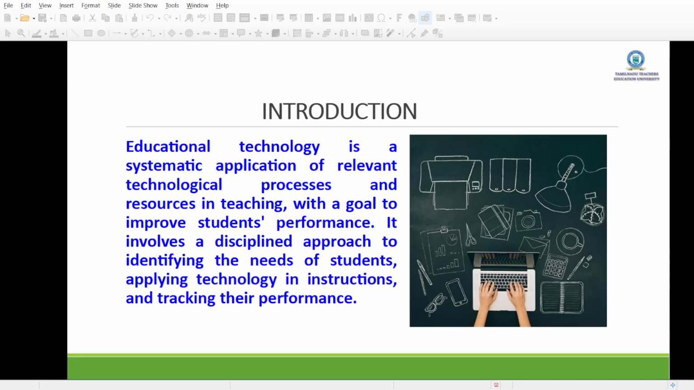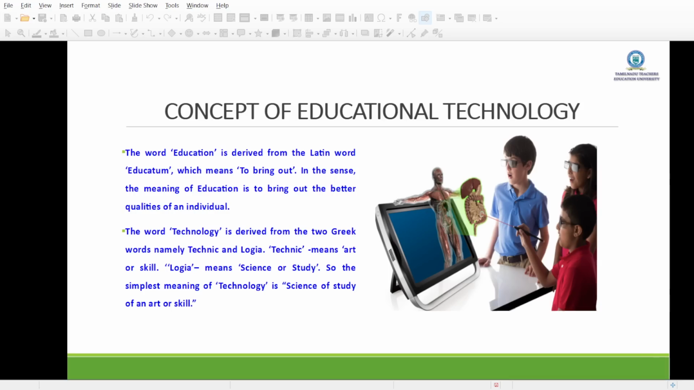Today, education technology is used in classrooms around the world, from smart boards to virtual reality systems, and it has enabled us to provide quality education to more people than ever before. Then, education technology is a systematic application of relevant technological processes and resources in teaching with the goal to improve students' performance. It involves a disciplined approach to identifying the needs of students, applying technology in instructions, and tracking their performance. Then, what is the concept of education technology?